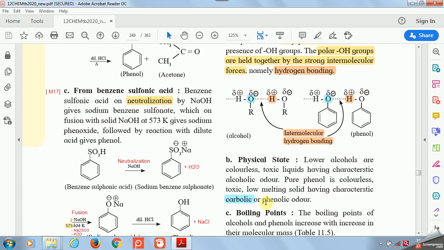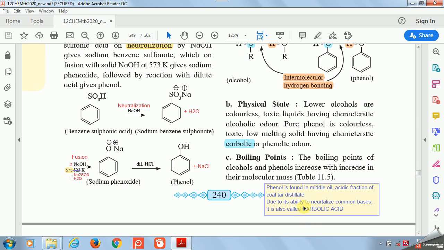Then next is the physical state. So lower members of the alcohol family are colorless toxic liquids having a characteristic alcoholic smell or odor. Pure phenol is a colorless toxic and low melting solid having a characteristic carbolic or phenolic odor. Why the word carbolic?